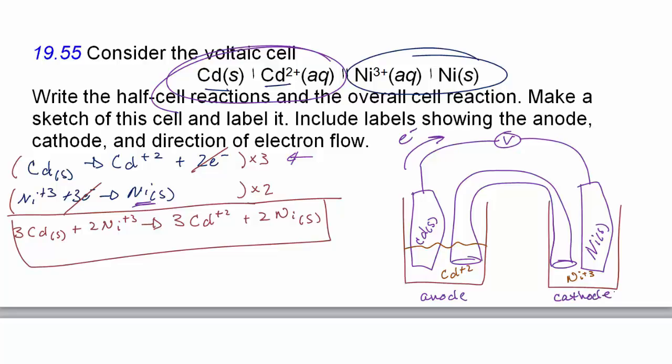Okay, all that we're missing is pretty much the ion flow. Cadmium is producing cadmium plus 2, so we need something negative to come out, like chloride. And on the cathode, nickel plus 3 is disappearing. We need a positive charge to replace it, my sodium ions. So this is my sodium chloride salt bridge. Well, I forgot my solution.